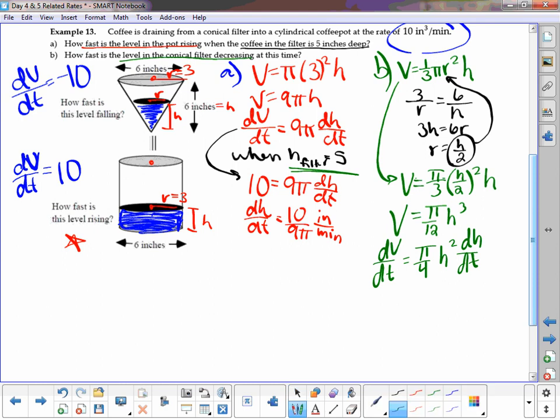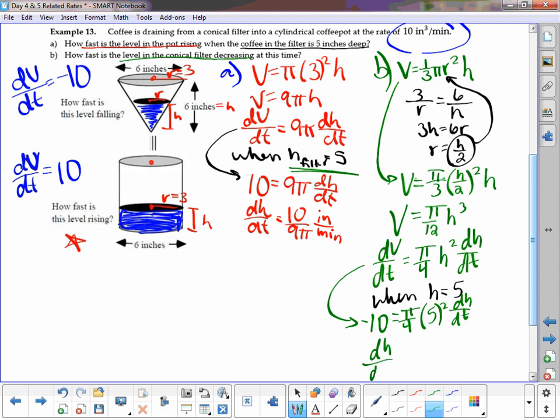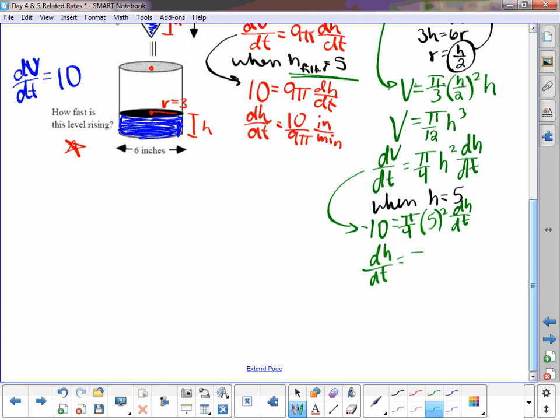And now we want to know this specifically when it said at this time, and the time is when my height is 5 inches. Okay, so now we just substitute in our values. Now be careful, our rate of change for volume in this problem is negative 10 because the volume is decreasing. And then we just simply substitute it. Solving, we get dh/dt equals, we have a negative 10 on top. 25 pi over 4, so multiplied by the reciprocal 4 over 25 pi. And why not? Let's reduce it. So it's negative 8 over 5 pi. And this is height, so our unit is inches.